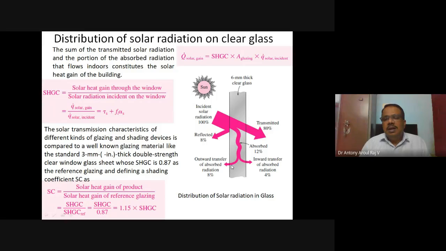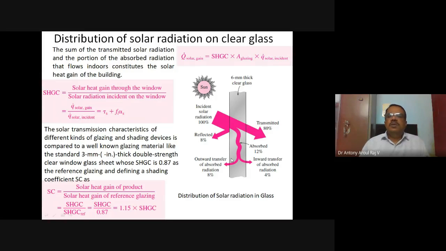It depends on the temperature. Wherever the lower temperature is, the flow will be there, and it is also dependent on the heat transfer coefficient. Mostly inside we will have a lower temperature and outside a higher temperature, and the heat transfer coefficient depends on the velocity of the airflow. So this is the concept, and this concept we should understand. Based on the condition, I have an inward transfer of around 4% and an outward transfer of around 8%.